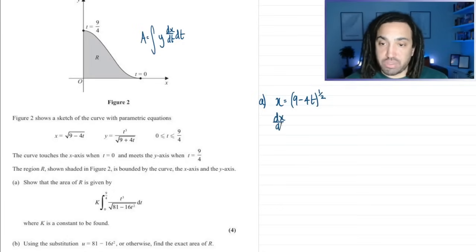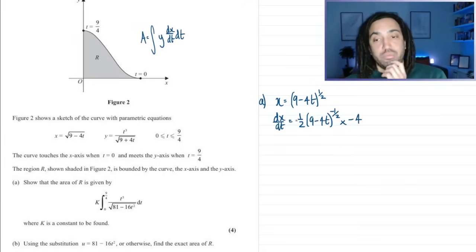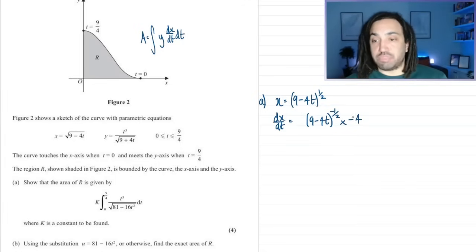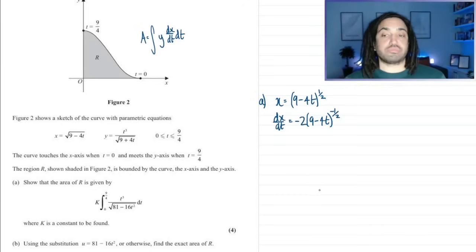So I'm going to do that using the chain rule. The half is going to come down, the bracket's going to stay the same, the power is going to drop by 1, and then we're going to multiply by the derivative of the bracket, which is minus 4. And a half times minus 4 is minus 2. So we're just going to write minus 2 here.